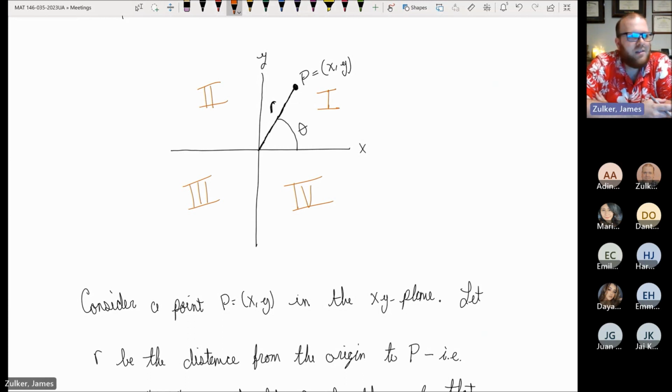Quadrant 1, x and y are both positive. Quadrant 2, x is negative, y is positive. Quadrant 3, both x and y are negative. Quadrant 4, x is positive, y is negative.